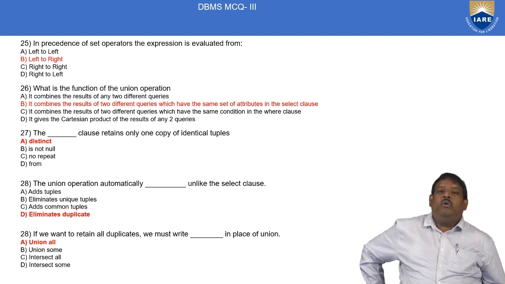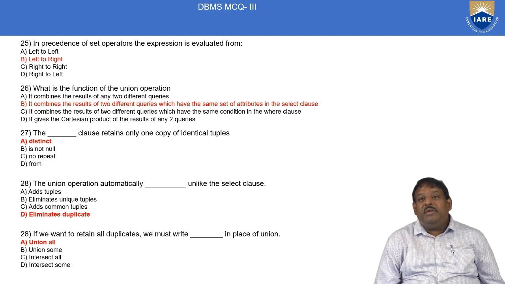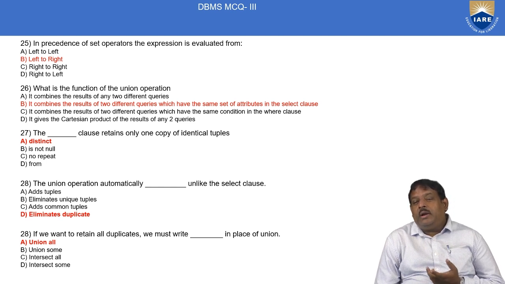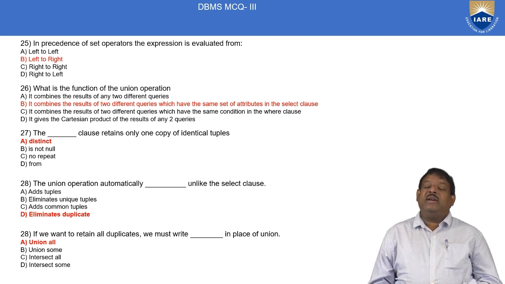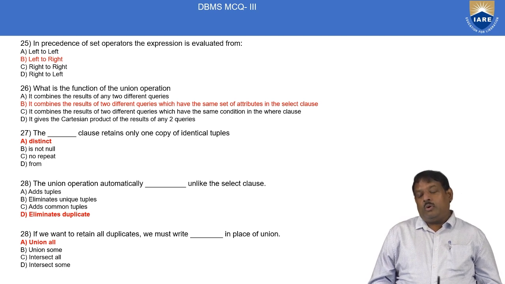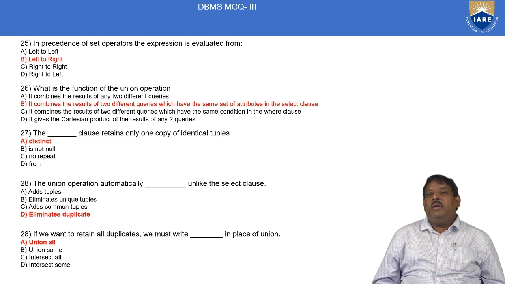Now we have four options here. The first option says it contains the results of any two different queries. Another says it combines the result sets of two different queries which have the same set of attributes in the select clause. This is important. When you use a union clause, your column data types should match. Suppose you have two columns in the first result set, the second query also needs the same two columns with the same data types. So the right answer is a union operation combines the result sets of two different queries which have the same set of attributes in the select clause.